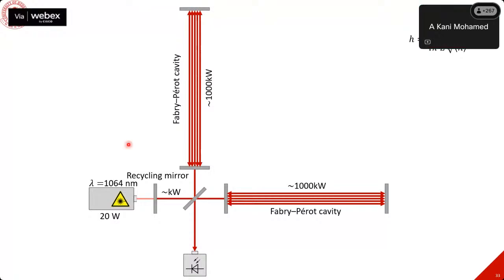So initially they start with 20 watts, they can increase to kilowatts by using a recycling mirror, and by further putting a Fabry-Perot cavity within the Michelson interferometer arms, the power can be enhanced to thousands of kilowatts, almost 6 orders of enhancement, that will give an enhanced sensitivity.